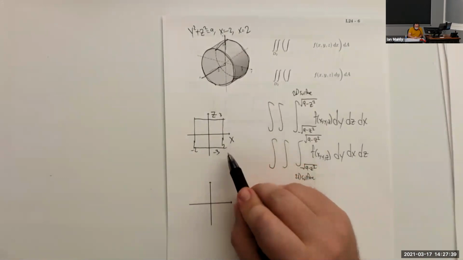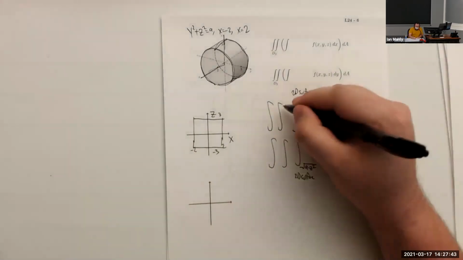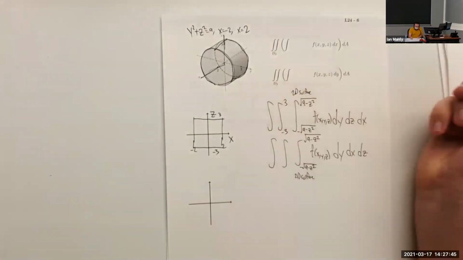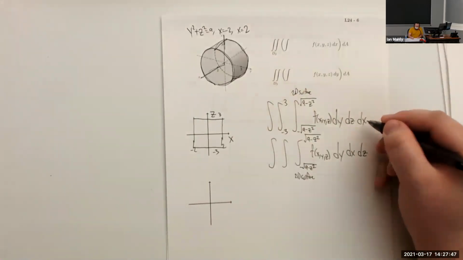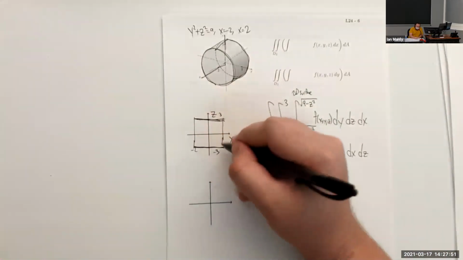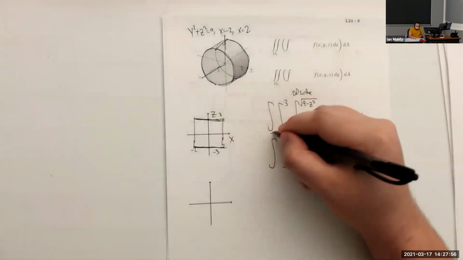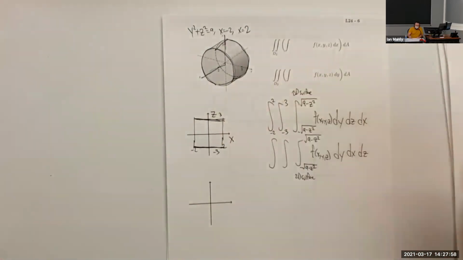So let's see here. Our upper bound with z is 3. Our lower bound is -3. And remember, these are lines. So we're talking about the line z is 3 and the line z is -3. And then we have our 0-dimensional points from -2 to 2 for x.